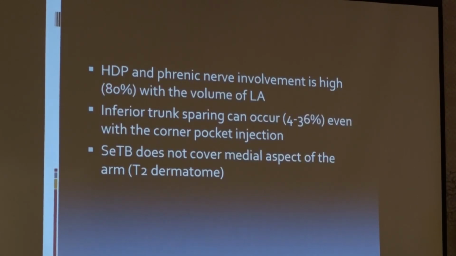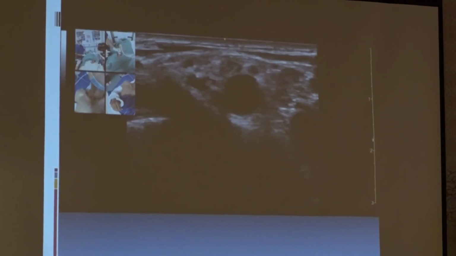Phrenic nerve palsy is high, about 80%, with the volume of LA. Inferior trunk sparing can occur between 4 to 36%, even with the corner pocket injection. And unfortunately, SATB does not cover the medial aspect of the arm, which is covered by the intercostobrachial nerve. So here is the video I did.